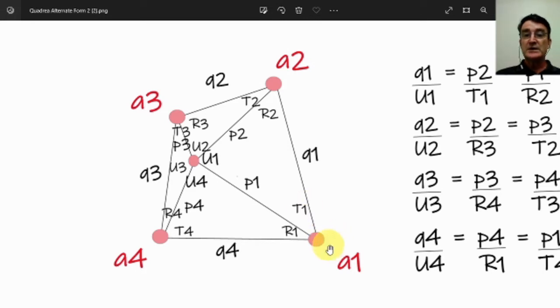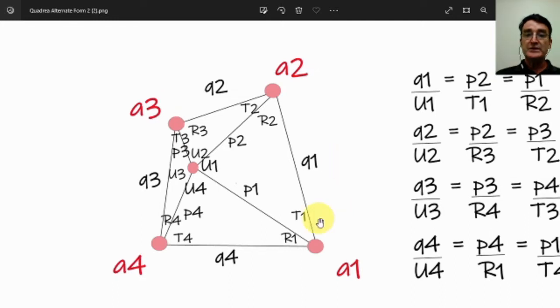What's new with this projective quadrangle is that the spreads between these lines are no longer just one value S. There's going to be a different spread for each projective triangle, so there are spreads U1, U2, U3, and U4, but all the rest is the same. We're going to be applying the spread law to each of these triangles.